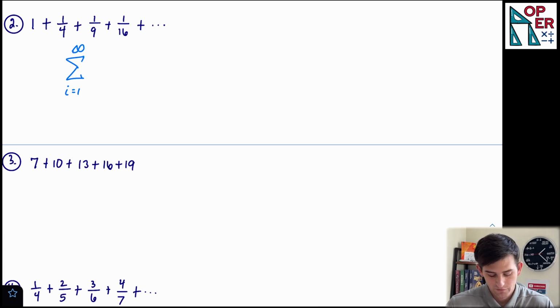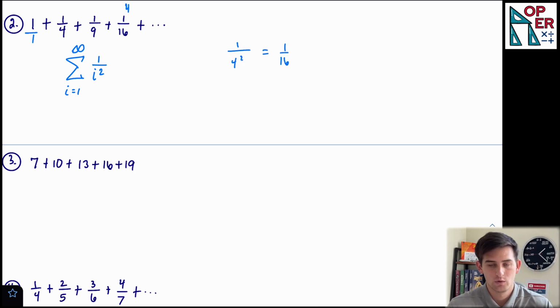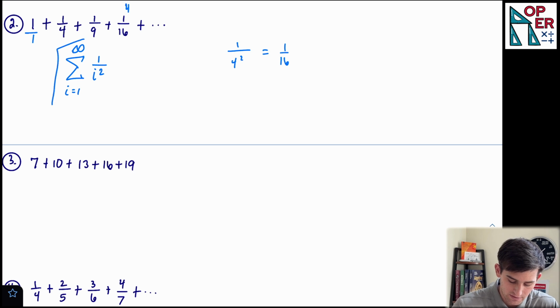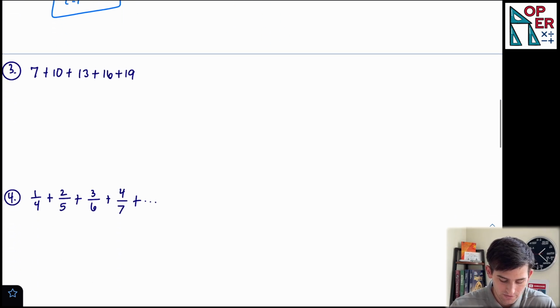We have 1 and 1/4. So notice our denominators are simply perfect squares, right? We could write this as 1/1. So essentially what we're going to do is we're going to take 1 and we're going to divide it by I squared, right? So for example, we see the 4th term is 1/16. So that would be 1/4 squared, which is in fact 1/16. So our rule for this series would be upper limit of infinity, lower limit of 1, and our rule would be 1/I squared.